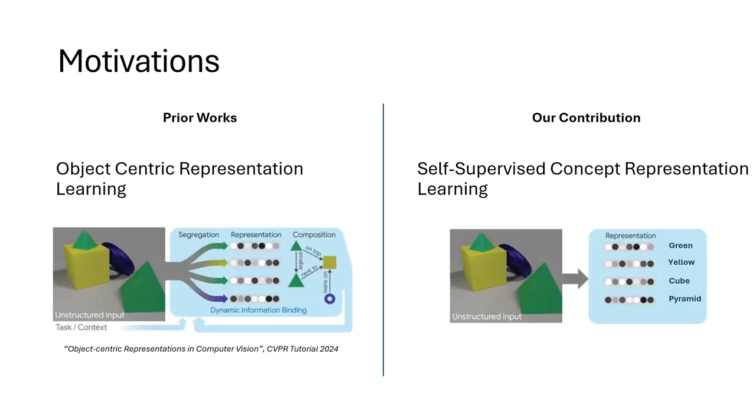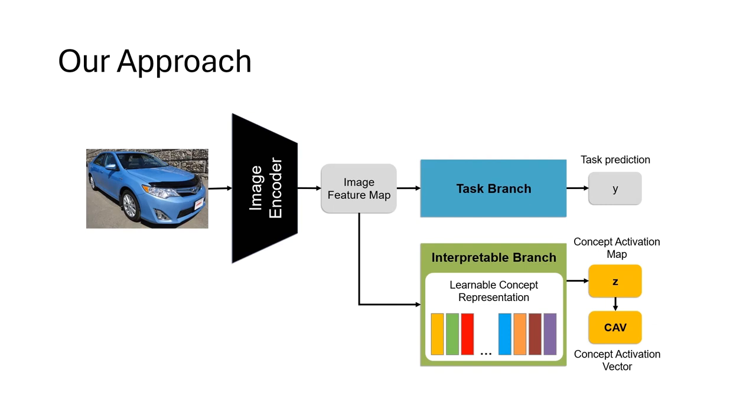The prior work on which this is based is object-centric representation learning, which we adapted to the task of self-supervised concept representation learning. Our approach essentially adds an interpretable branch to an existing model. This branch is connected to the image feature map and shares that map with the task branch. That interpretable branch outputs a concept activation map and then a concept activation vector, which defines the detection of certain concepts in an image.